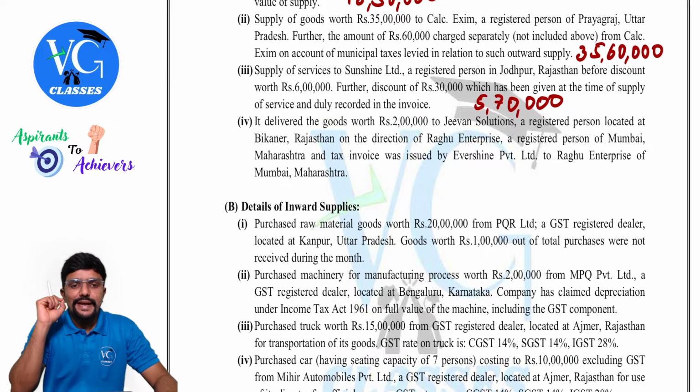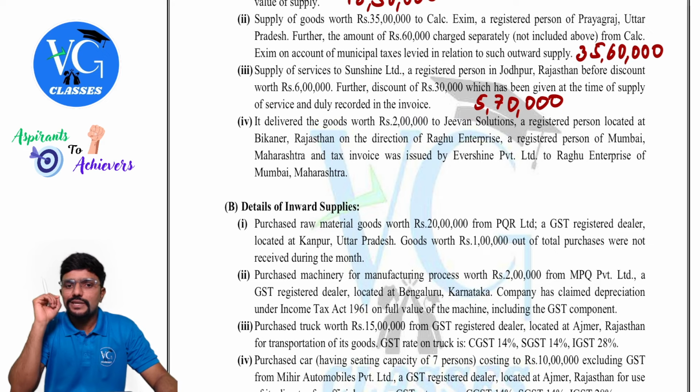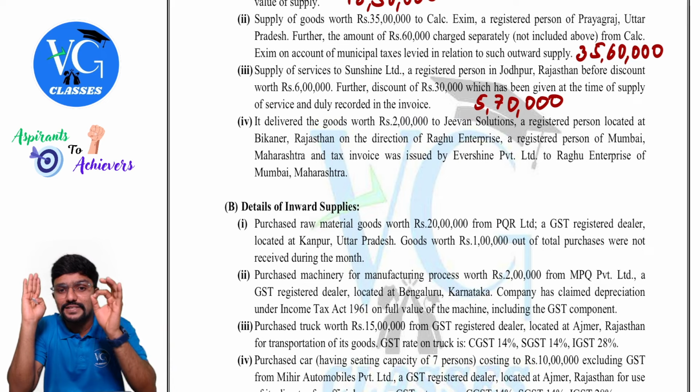Next, fourth one, it delivered the goods worth 2 lakh to Jeevan Solutions, a registered person located at Bikaner, Rajasthan, same state, on the direction of Raghu Enterprise. Okay, direction, bill to ship to transaction, guys. A registered person of Mumbai, Maharashtra, and tax invoice was issued by Evershine Private Limited to Raghu Enterprise.